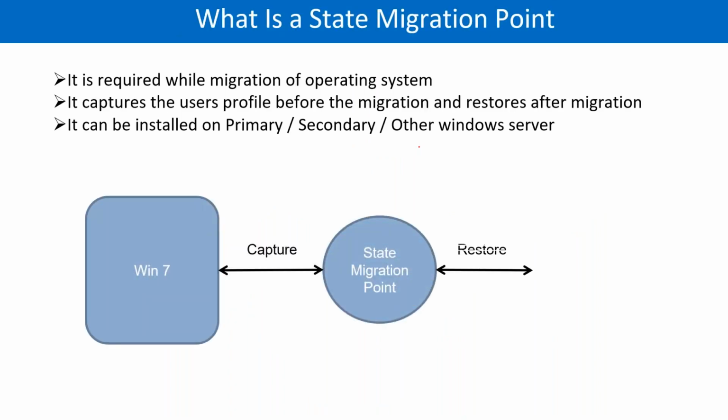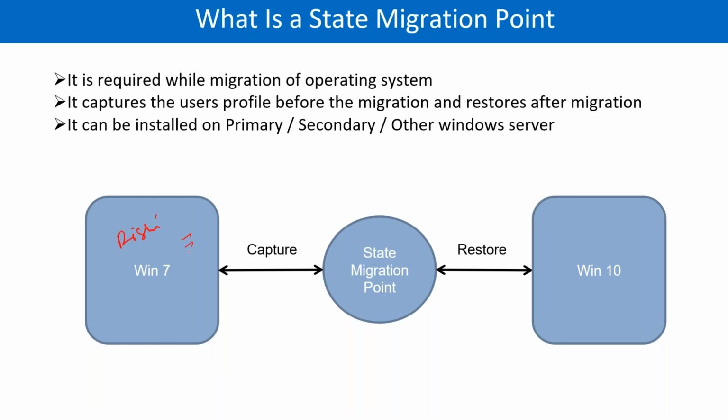This is the last role for today. State migration point. This is for migrating users from one operating system to another. So in the Windows 7 world, some computers were incompatible to upgrade to Windows 10, because of hardware compatibility issues or something. People were asking, what about my data? Let's say Rishi is using this computer and this computer cannot go to Windows 10. He has his files from 2 years of using this computer. He has his documents and everything.